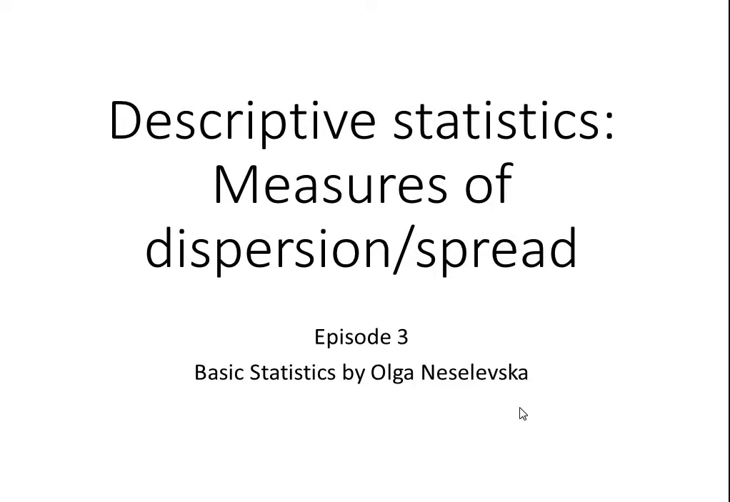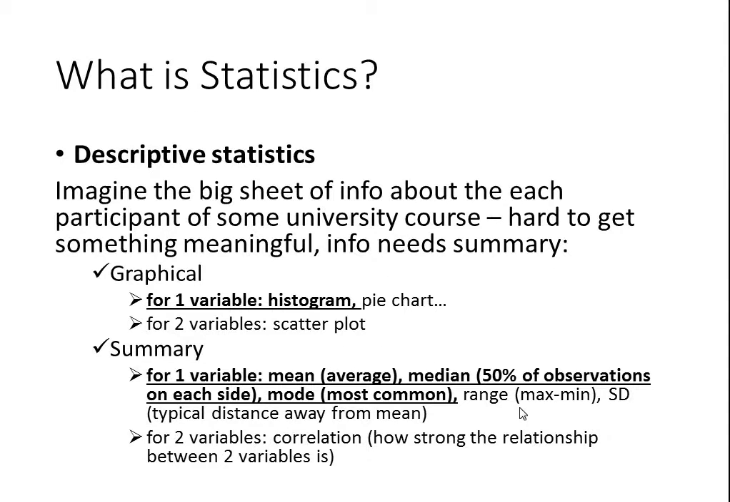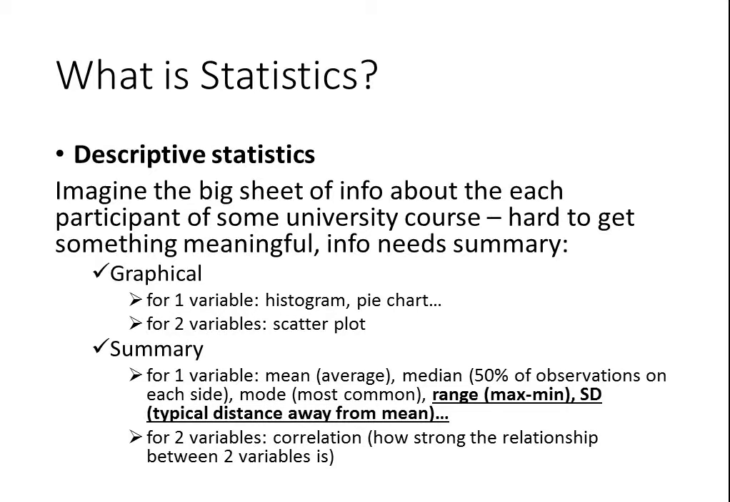In the previous episode we started looking at summary statistics that describe one variable. In this episode we will again look at summary statistics describing one variable, but a very particular part of them: measures that describe how spread out our data is. And as usual, I will give you a couple of real-life examples to help you understand this concept.